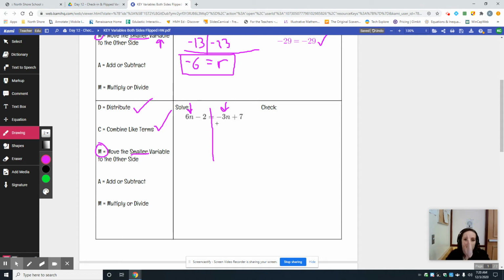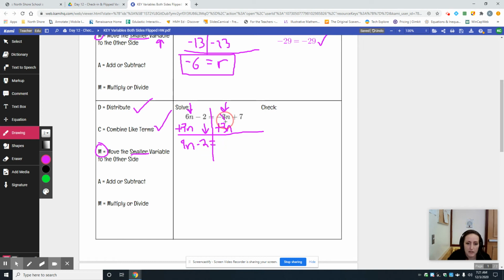So we're going to move the negative 3n from the right to the left using inverse operations. The opposite of a negative is a positive, so we have positive 3n or plus 3n. When we add it to the left-hand side, make sure you add it to its like term. We can't add it to the minus 2 because they're not like terms, so we have to add it to the 6n. So we have 6n plus 3n gives us 9n. Bring down the minus 2.